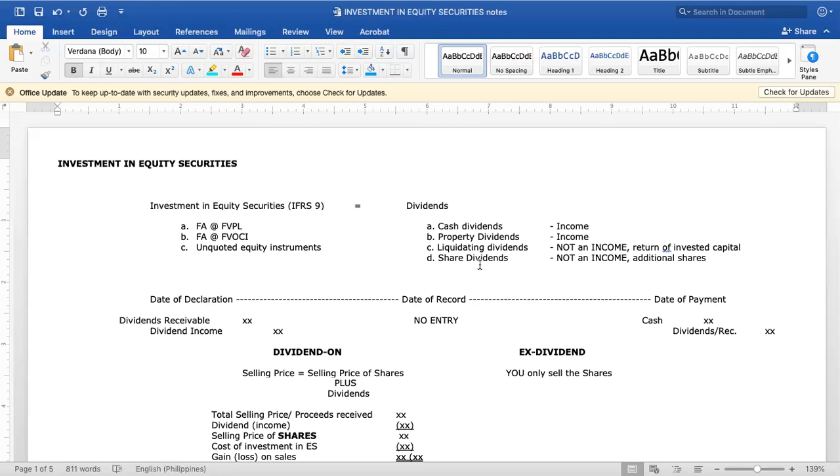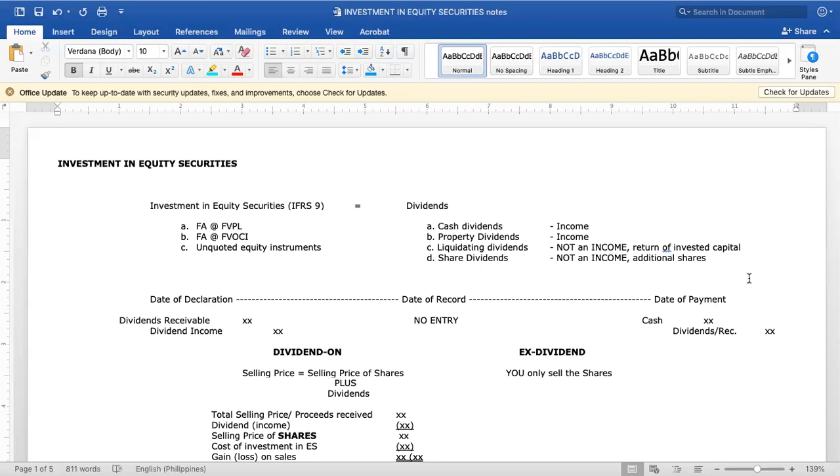And last, we have share dividends. Share dividends are also, instead of receiving cash and other non-cash assets, you receive shares from the corporation as an investor. So you receive shares, and a share dividend is not an income. On the part of the investor, it's not an income, it's only additional shares. The number of your shares in that certain corporation just increases.